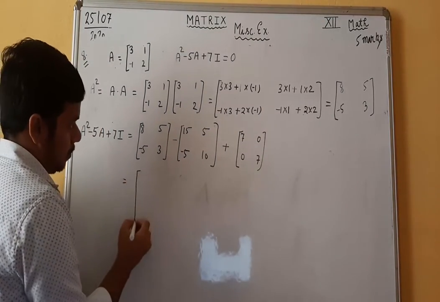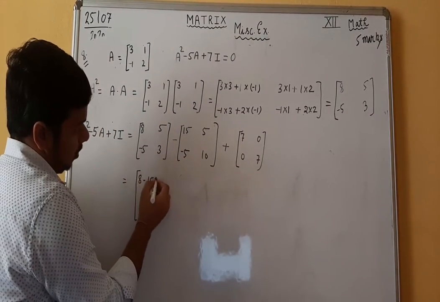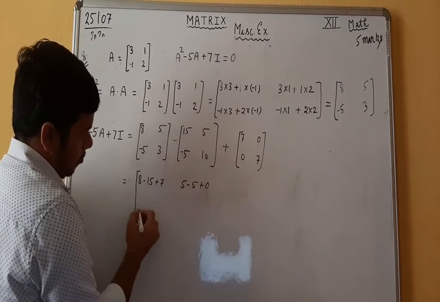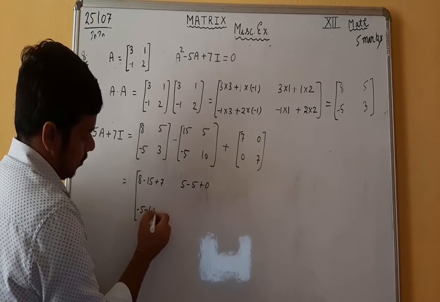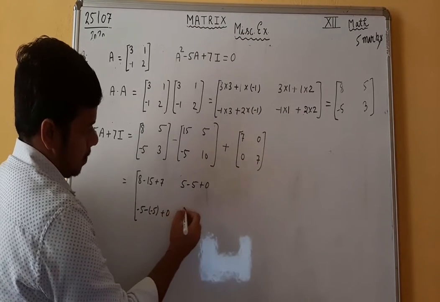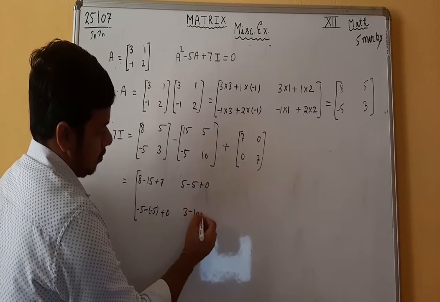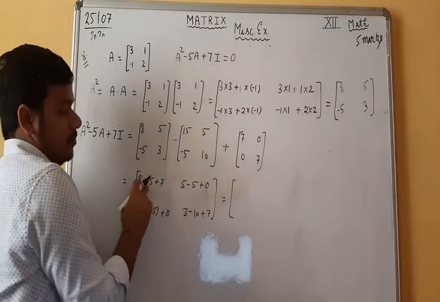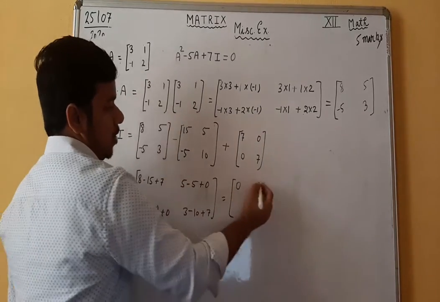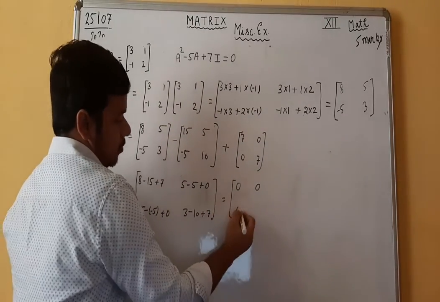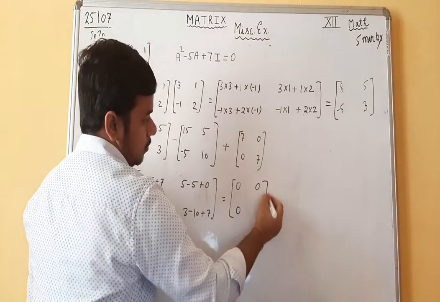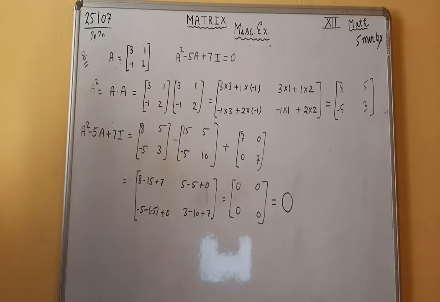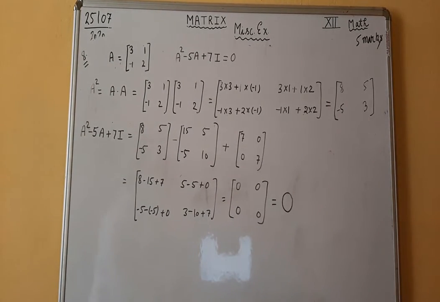Let us see. 8 minus 15 plus 7, 5 minus 5 plus 0, minus 5 minus minus 5 plus 0, 3 plus 3 minus 10 plus 7. And it is equal to what? 8 and 7 is 15, 15 minus 15 is 0, 5 minus 5 again 0, minus 5 plus 5 is 0, 3 and 7 is 10, minus 10, this is 0. This is equal to the 0 matrix, right? In this way your result is proved now.